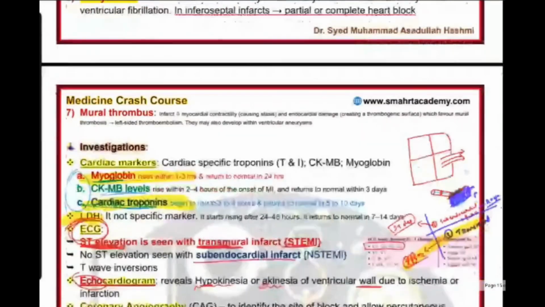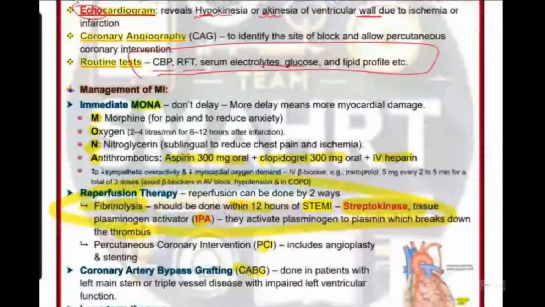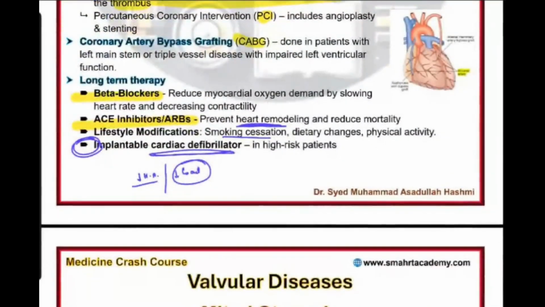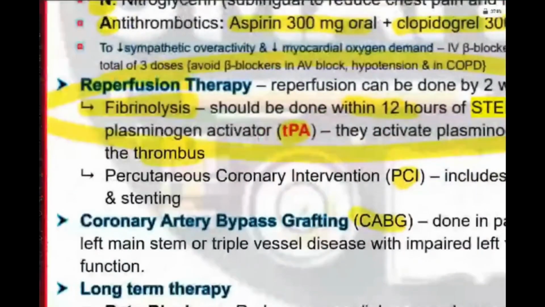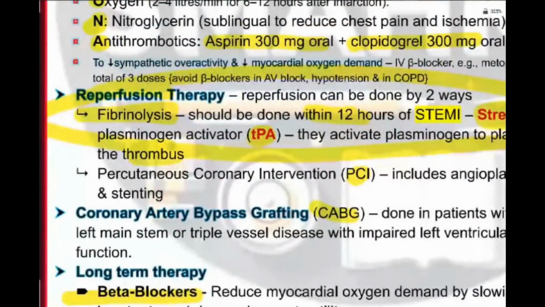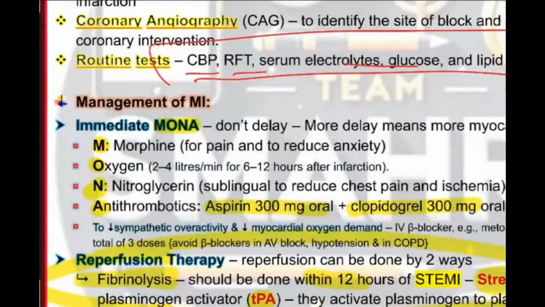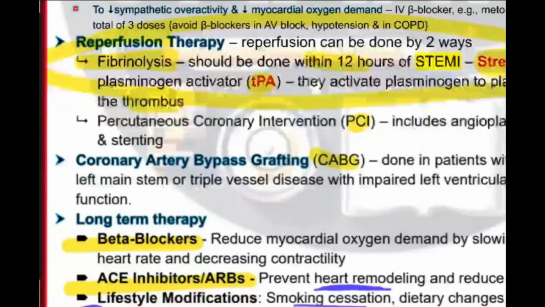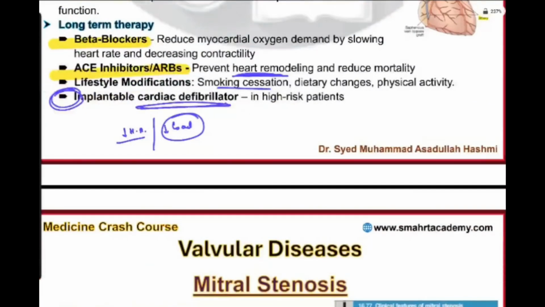First, remember the mnemonic MONA, then antithrombotics, then reperfusion. The cardiologist will do the reperfusion, but your job is MONA. Okay, just to know MI, heart attack.